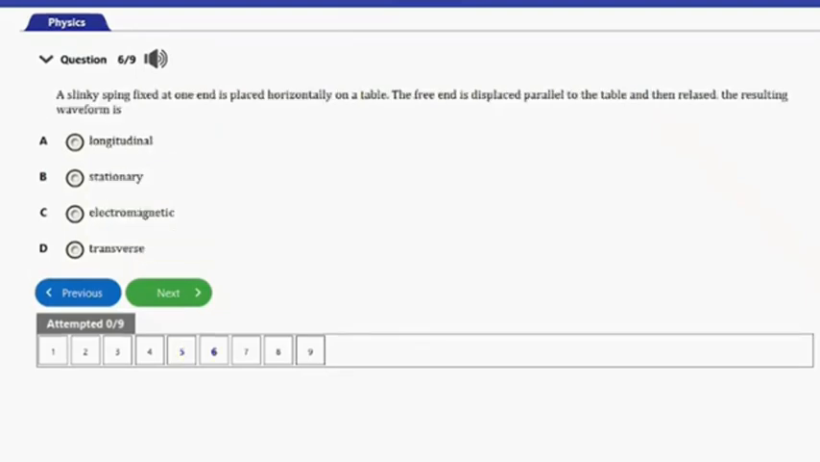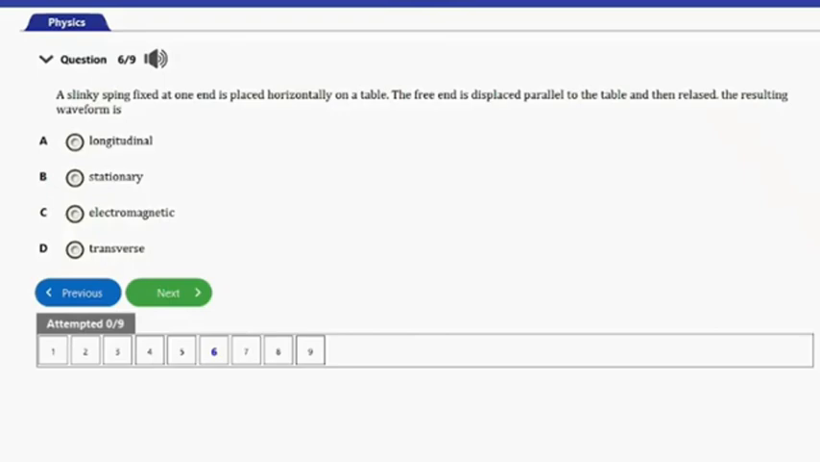The next question here is question number 6. It says, a slinky spring fixed at one end is placed horizontally on a table. The free end is displaced parallel to the table and then released. The resulting waveform is A, longitudinal, B, stationary, C, electromagnetic, D, transverse.